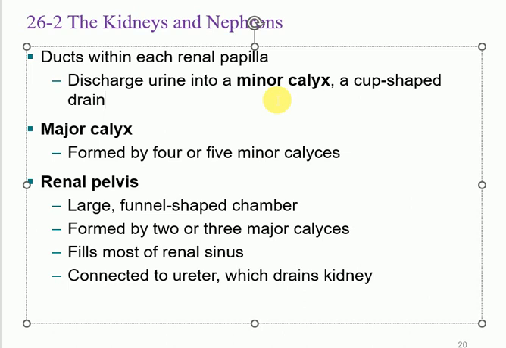So what's the minor calyx and major calyx? The small cup and the big cup. They look cup-shaped. So minor calyx first, and then minor calyces merge together to make major calyx. It's about 4 or 5. And those 4 or 5 come together to make the renal pelvis. It's a funnel-shaped chamber in which the urine is going to connect. And it is the major part of the renal sinus.